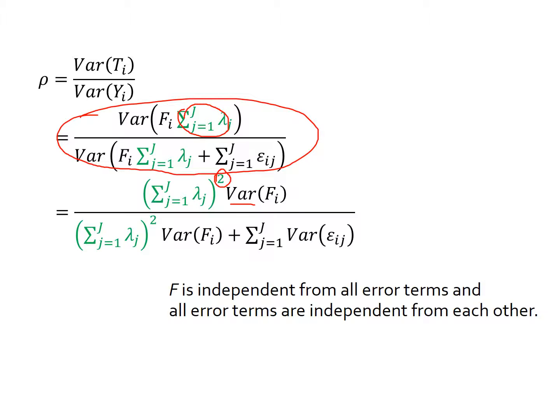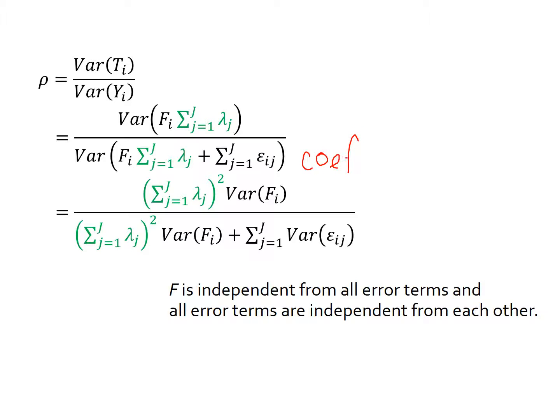And then because f and all epsilon are independent, we don't have any covariance between f and any error term, or the covariance of any error term, because they are all independent, right? We get this formula. This is the formula for the reliability when we calculate it from that factor analysis model. Sometimes we call this formula coefficient omega.